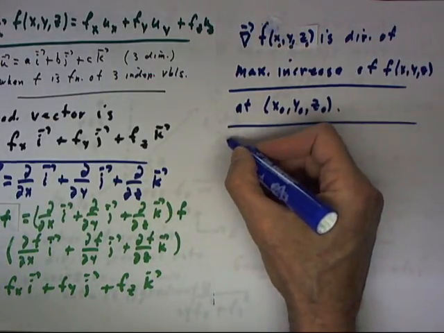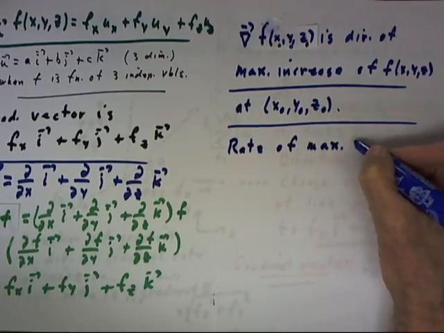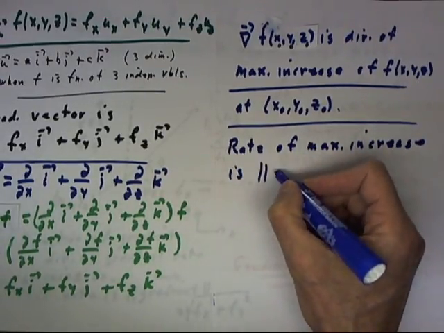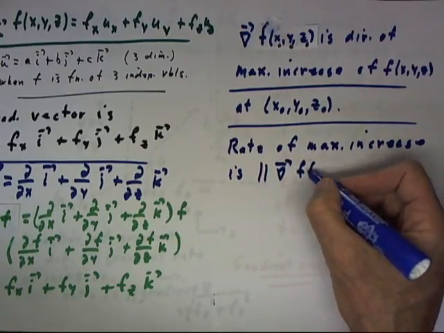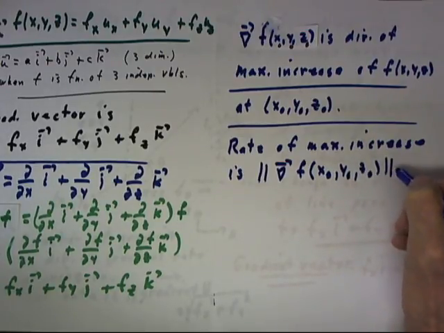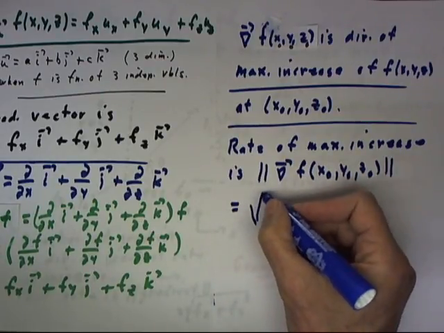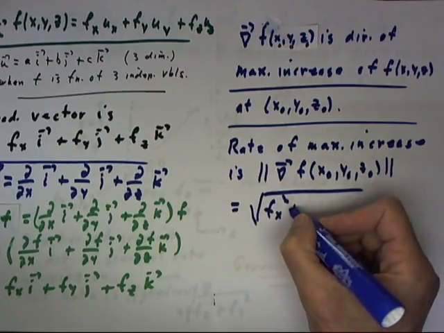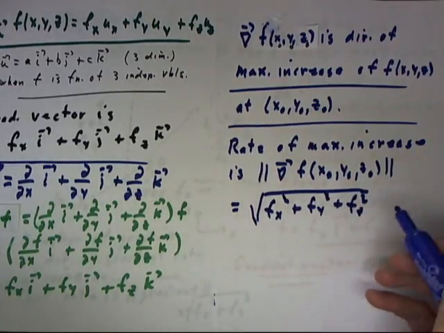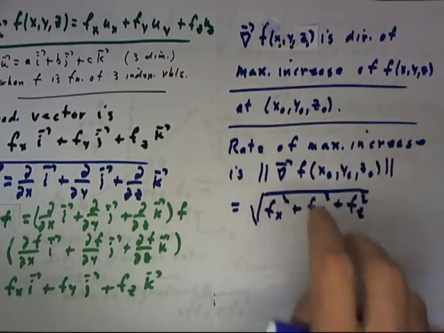And the rate of maximum increase is the magnitude of the gradient evaluated at the point x naught, y naught, z naught, which equals the square root of fx squared plus fy squared plus fz squared, where it's understood that fx, fy, and fz are evaluated at the point x naught, y naught, z naught.